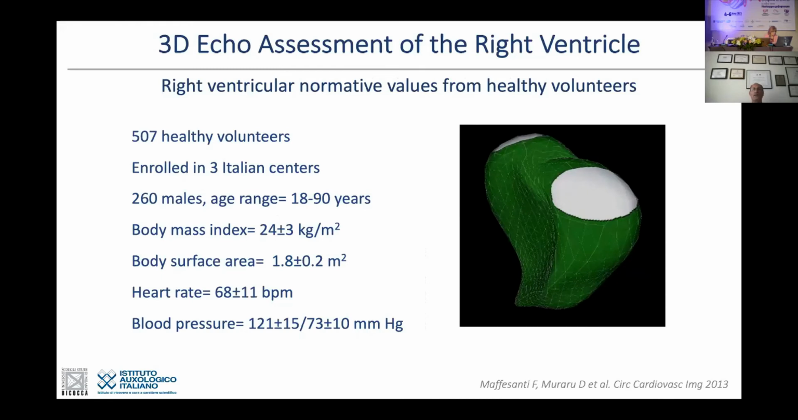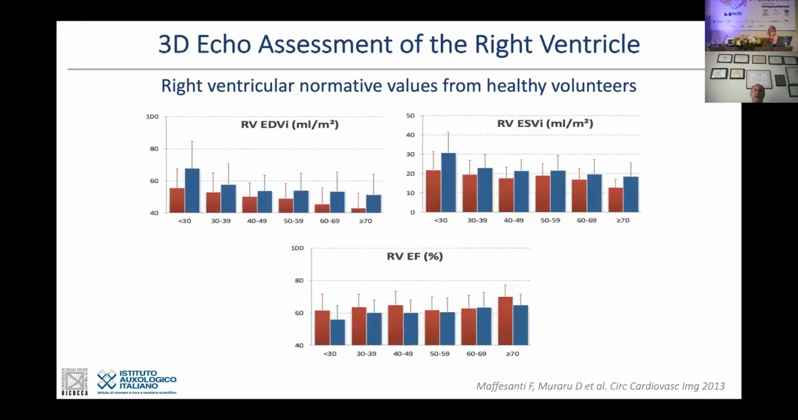Being so accurate, we also tried to identify the normal volumes and ejection fraction by 3D echo of the right ventricle. This was a large study performed together with the University Federico II and the Centro Cardiologico Monzino in Milan, enrolling more than 500 healthy volunteers, to show that the volumes of the right ventricle are dependent on sex. Even if you normalize for the body surface area, volumes of the right ventricle are larger in men, the blue bars, compared to women, the red bars.